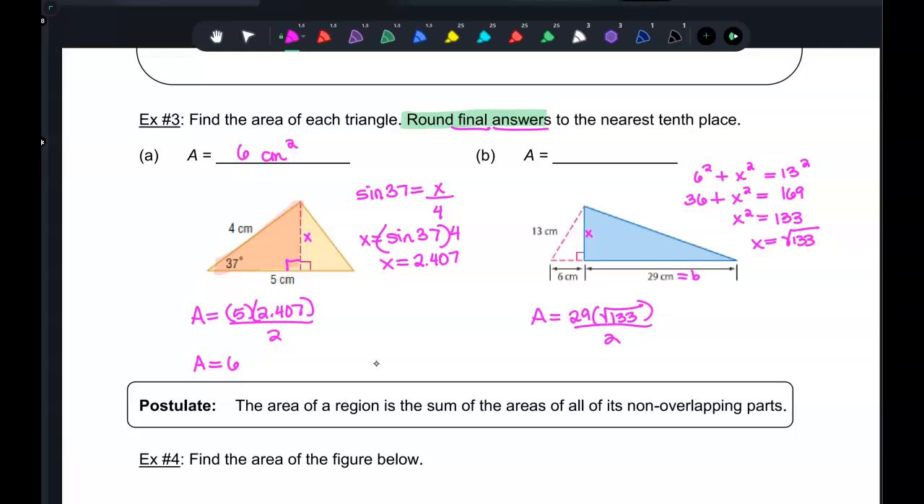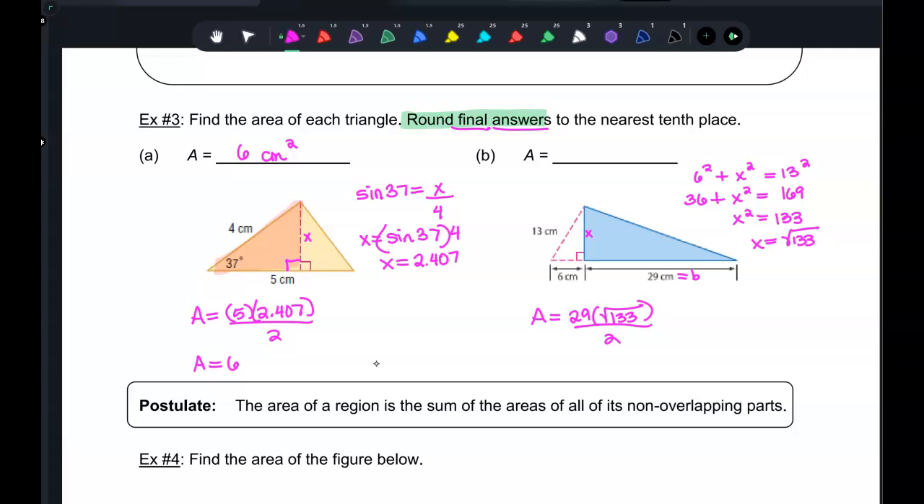Isn't it 29 plus 6? Oh, you're just finding the shaded part. Oh, so when they ask for the shaded part, you divide it. Wait, but how do you know which one you're looking for? The one that's colored in. This outside part is just to help you find the height. It's not actually part of your area. Would it be impossible to solve without that? Yeah.